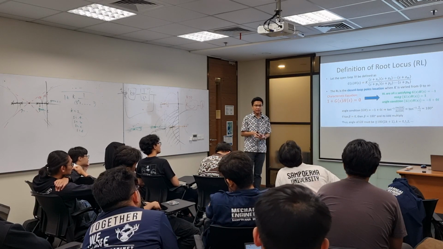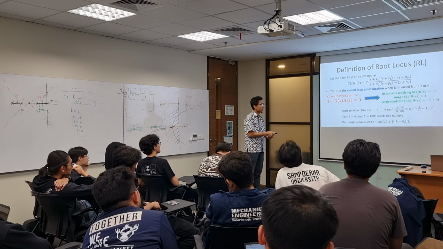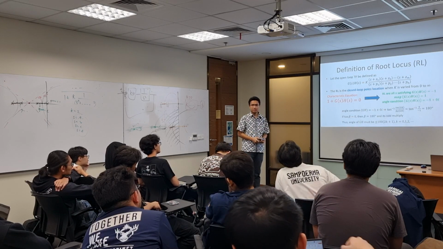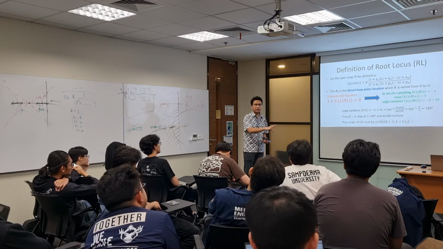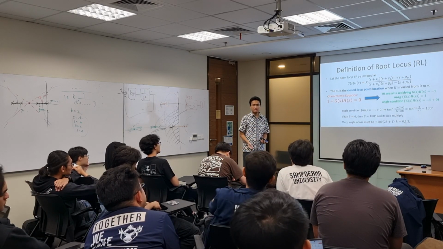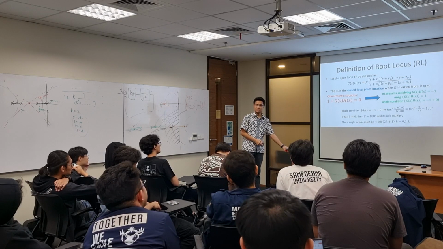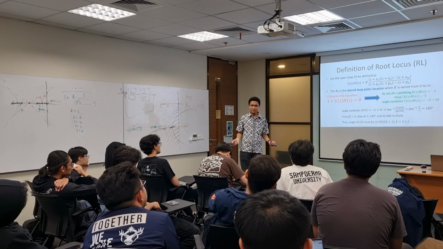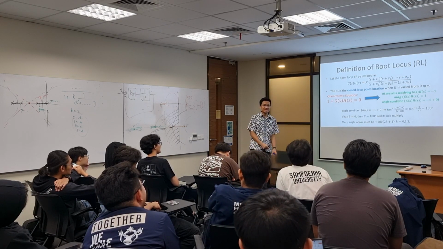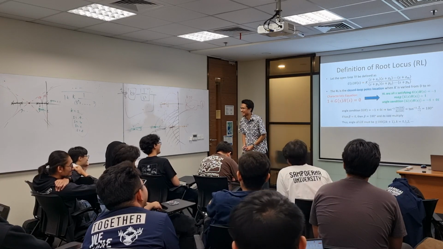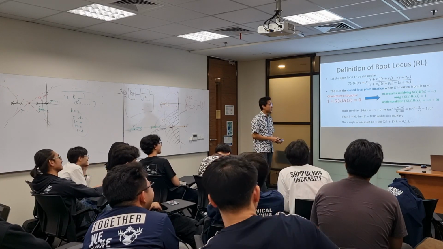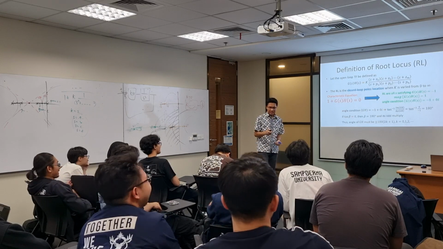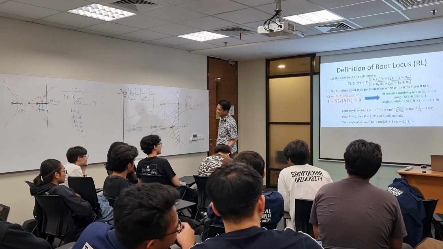So randomly pick s, is it here? You plug it into this equation. Is it -1? No. Find another point again. No. If it is yes, then that's the root locus. You get what I mean? You don't understand. Okay, sorry. Let me give an example.